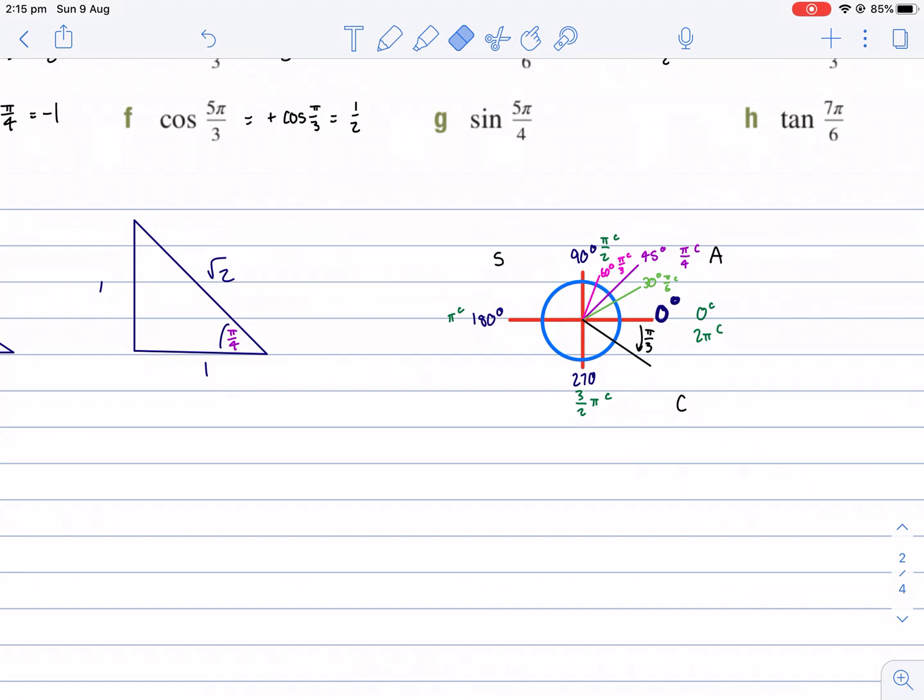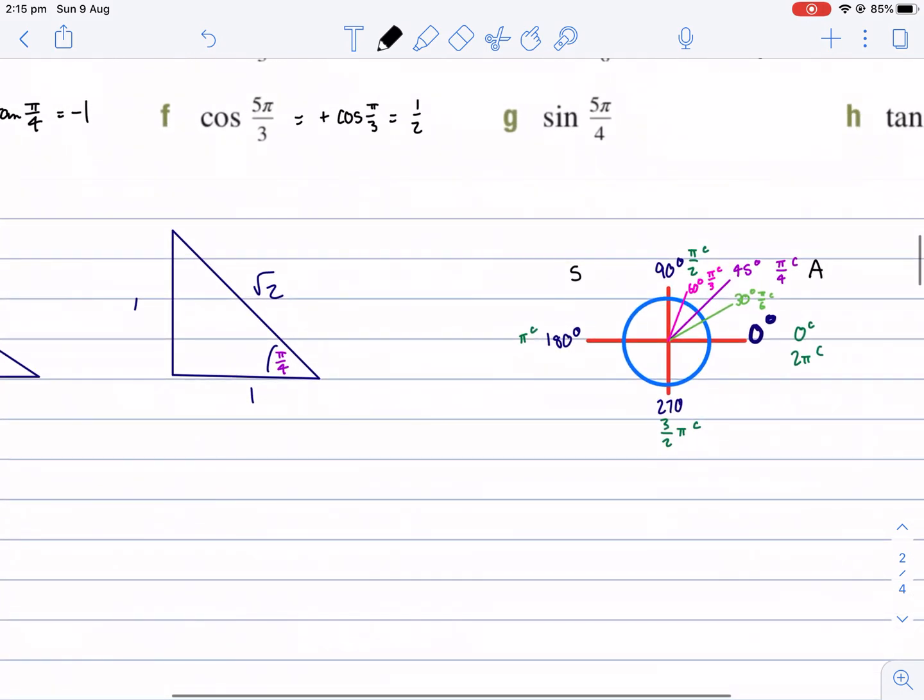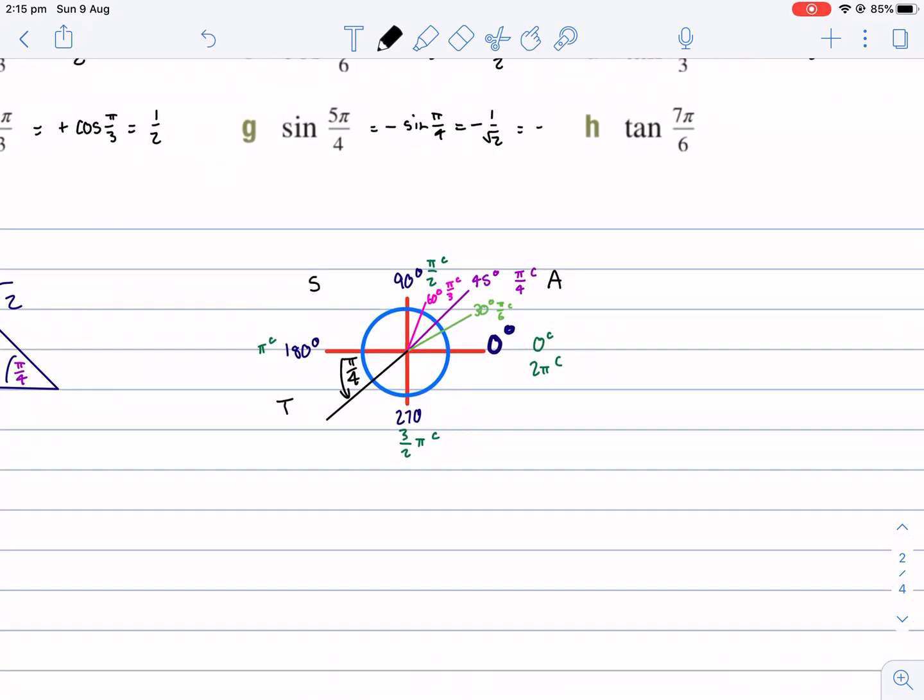Sine pi on 4. Sorry, 5 pi on 4. That's the same as 5 lots of 45 degrees. So we're here, and it's pi on 4 down. So this is in the tan quadrant, so it's negative sine pi on 4, so it's negative 1 on root 2. Or negative root 2 on 2 if you rationalise.